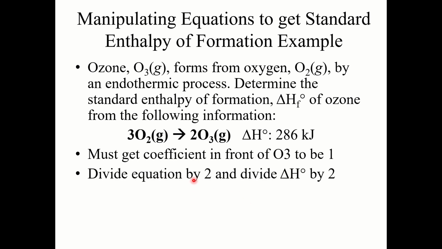So we divide the equation by 2. So we get 3/2 O2 forms 1 O3, and then whatever we do to the coefficients, we also need to do to the delta H value. So this makes delta H 143 kilojoules, and so that is the answer to this question. The standard enthalpy of formation of ozone is 143 kilojoules.